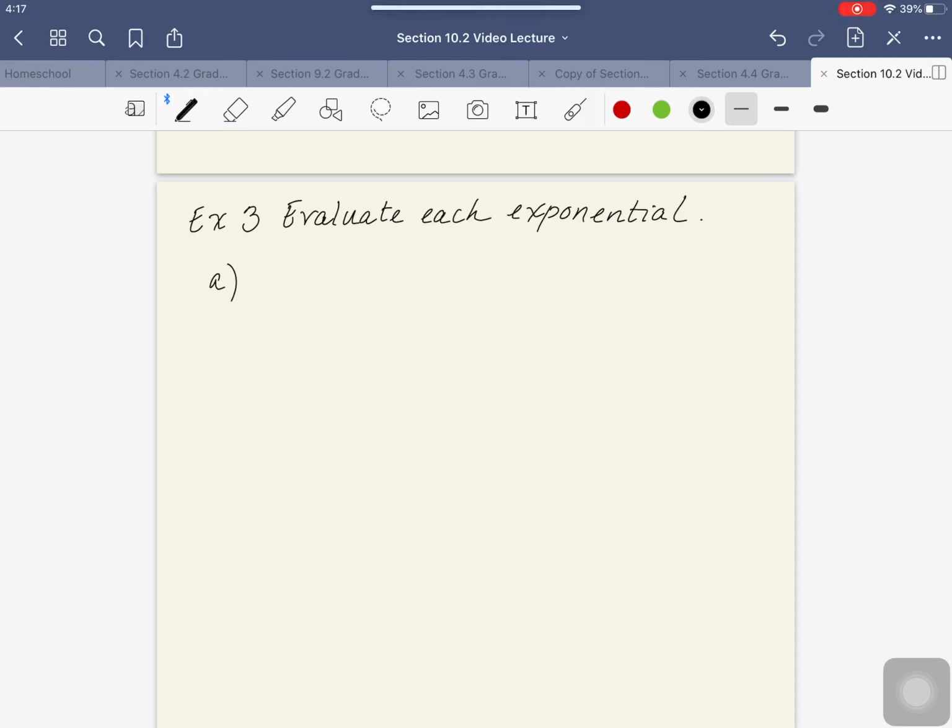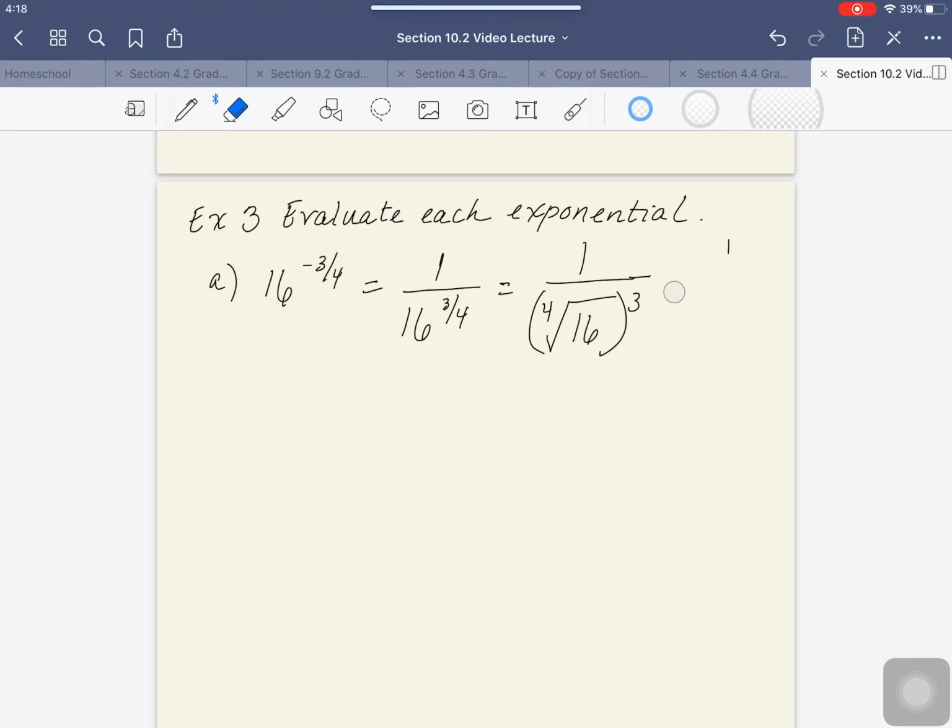All right, so you want to evaluate each exponential. The first one is 16 to the -3/4 power. So first rewrite this as 1 over 16 to the +3/4 power, and that would be 1 over the 4th root of 16, and then you're going to take that value and cube it. All right, so we know that that would be 1 over 2 to the 3rd power, which is 1/8.